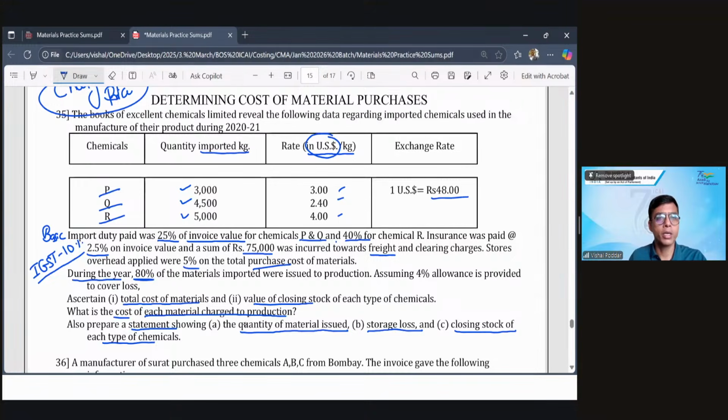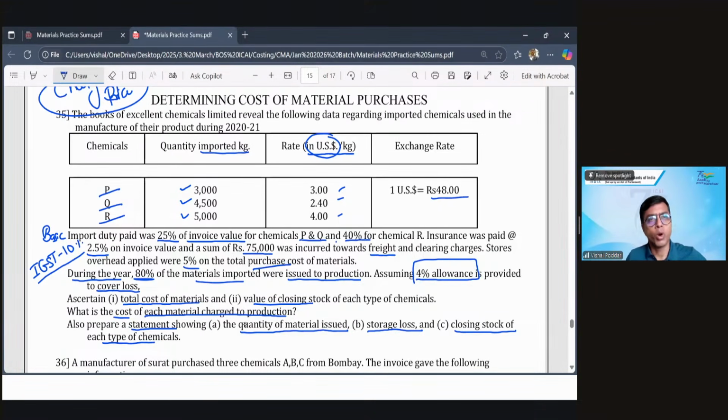During the year, 80% of material imported. So whatever you imported, out of that 80% was issued to production. So that much material was consumed by you in making your final product, assuming 4% allowance. Now what is this? This is the normal loss.